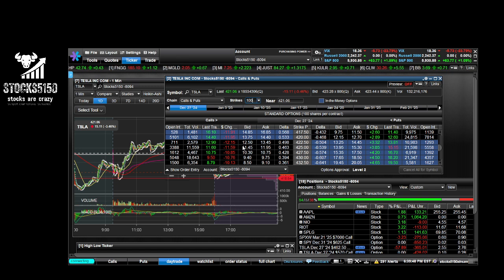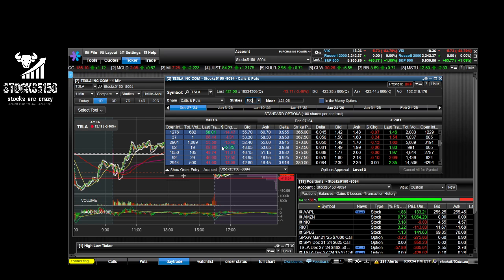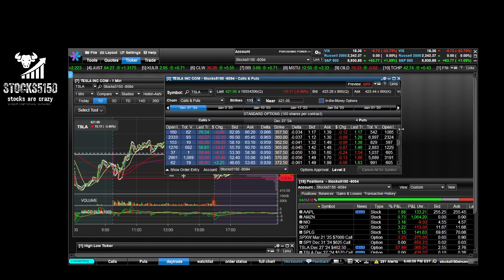Because you want to be able to get in and out of the contracts. It's like liquidity. You don't want to pick something that doesn't have much open interest, like this one right here. Look at this, you've got 37 people interested, but you only have one contract, that one right there. So why get into that? Because you might not be able to close it out when it comes time to get out of it.